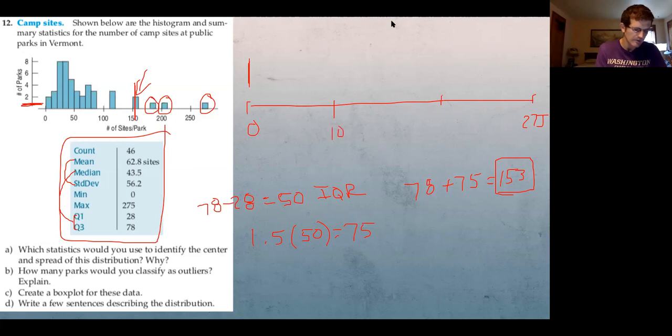It's not working out great, but anyways, 28 is the first quartile. I'll put it about right there, seems reasonable. 78, about right here, seems reasonable. That's the third quartile. The median I skipped over, 43.5, a little bit below half. And now the highest value that is within the fence is right at 150. So I know I have a number there. So now I can create the actual box plot.